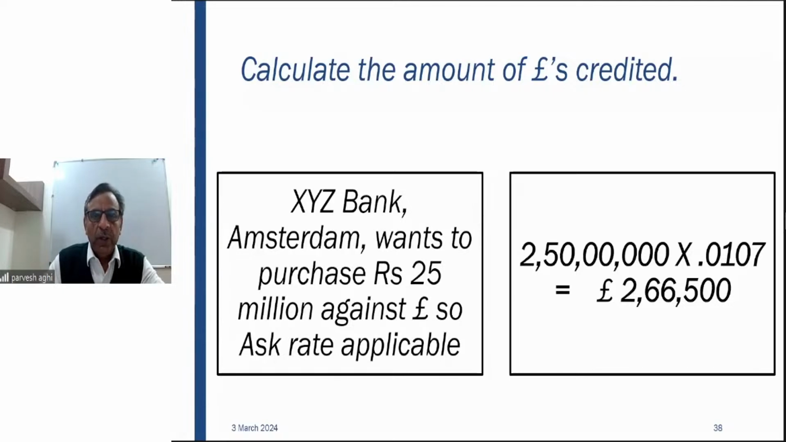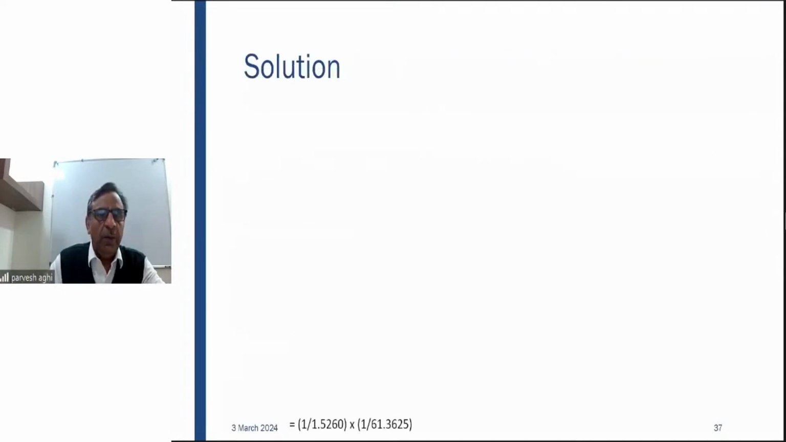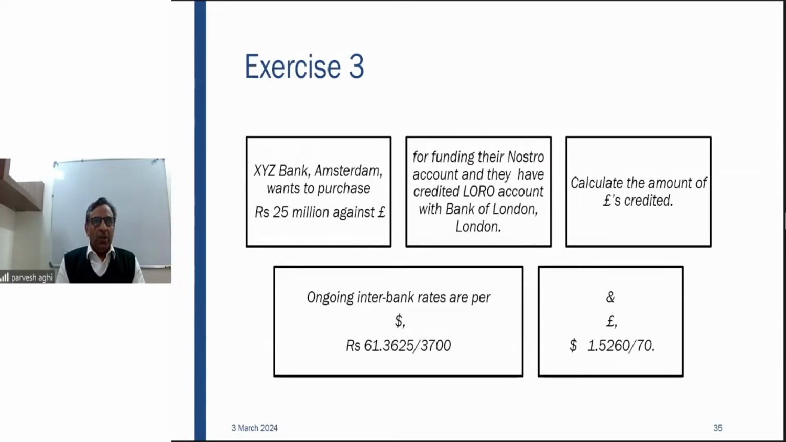So this much. Okay, fine. Let me just sum up for you all. The bank has 25 million, and they want to convert it into pounds so that it can be deposited into the Nostro account. The two quotes are given to you.